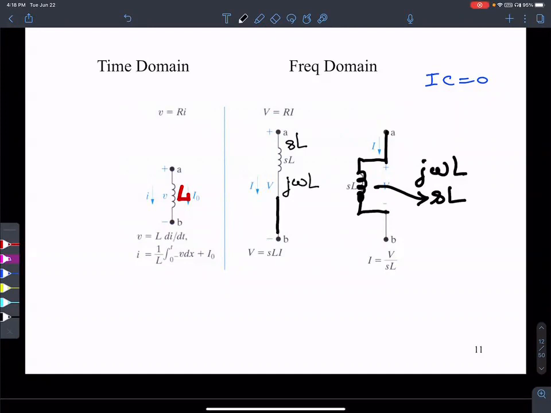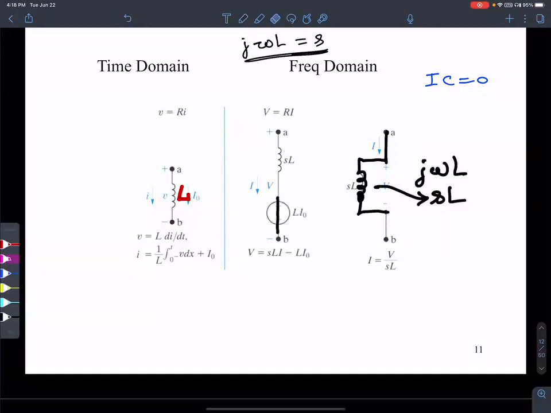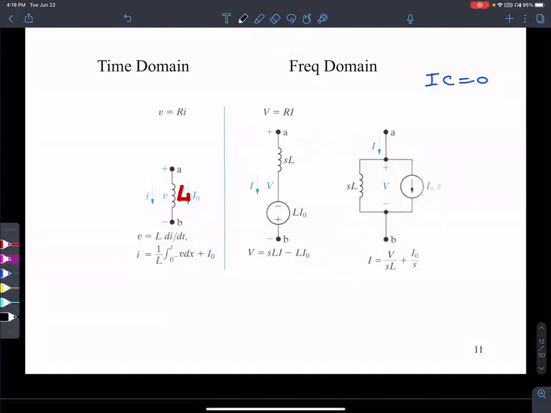Chapter 9, remember? Frequency domain. Now we are talking about S domain. In the S domain, you can simply treat j omega L as the equivalent of S in this case. So there is a correspondence and a similarity between the frequency domain and the S domain. When the initial condition is zero, they are essentially the same element.